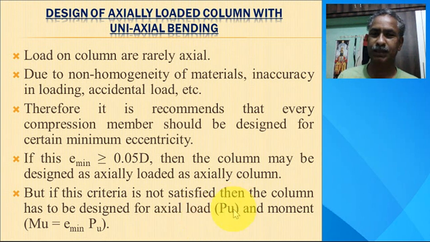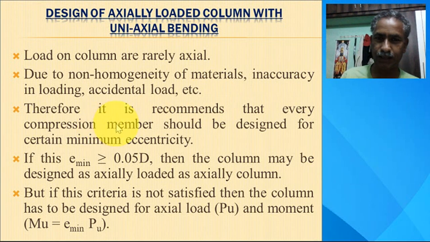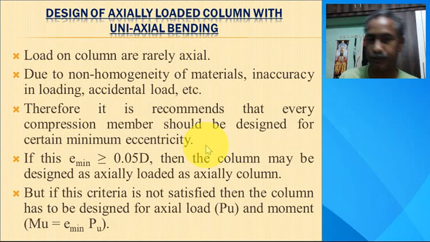Actually, a column is subjected to certain moment due to non-homogeneity of material, inaccuracy in loading, and accidental load. The column is not purely axial. Therefore, it is recommended that every compression member should be designed for certain minimum eccentricity. As per IS, Ex minimum is equal to L by 500 plus D by 30 or 20 mm, whichever is more.